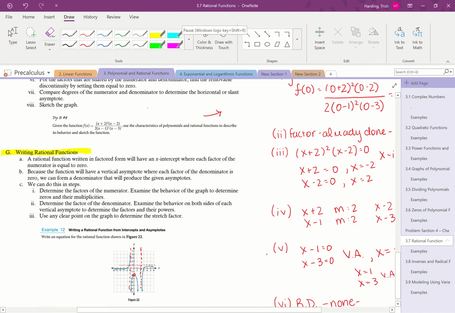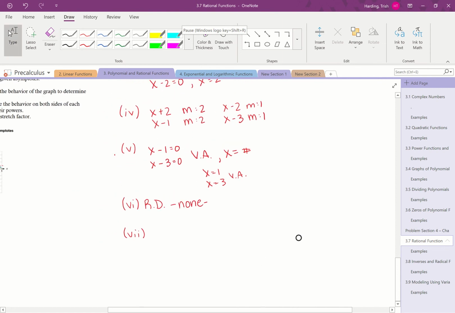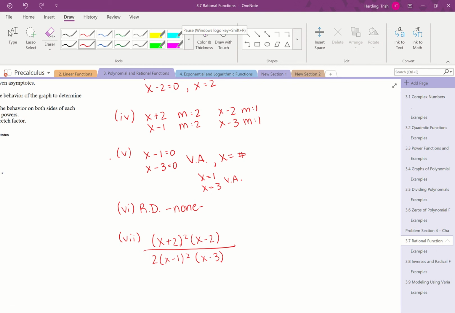This is usually easiest to see when you have it multiplied out and not factored. So if we have x plus 2 squared times x minus 2, over 2x minus 1 squared times x minus 3. Here's the deal. You can either multiply this all out, which is totally fine, but it might take some time, or you could use properties of exponents.